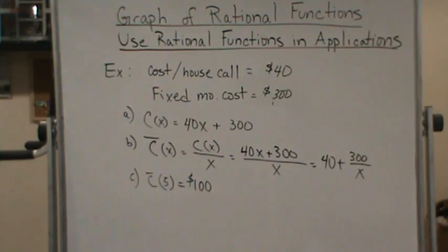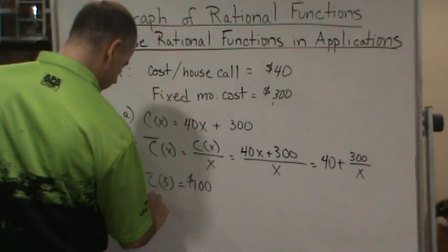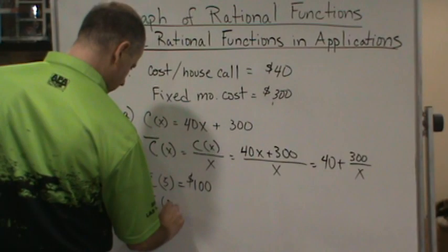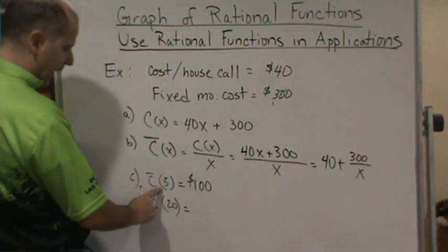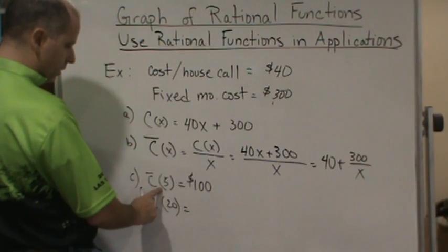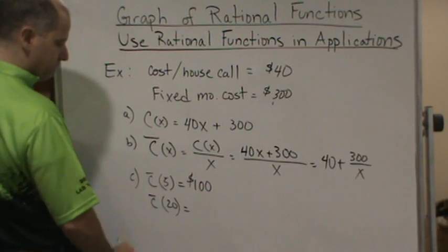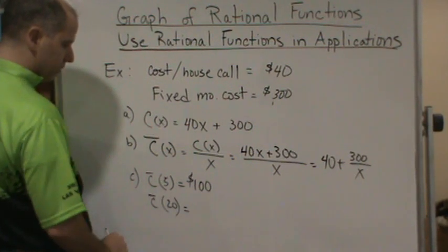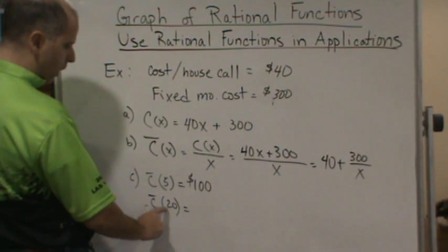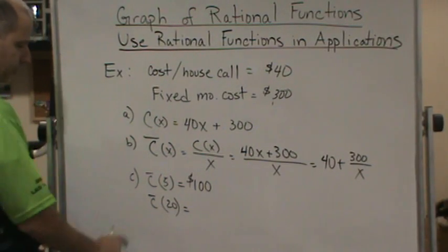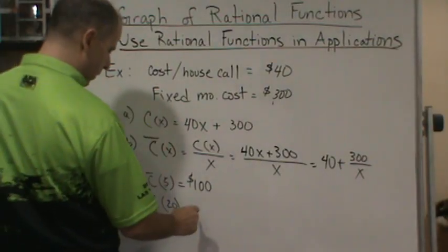Okay. What about C bar of 20? So what does this mean here? This is the average cost per house call if we were to do 5 houses per month. So it'd be $100. What if we were to do 20 a month? What would be the average cost per household?